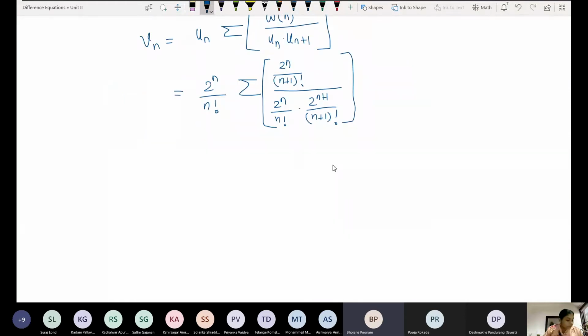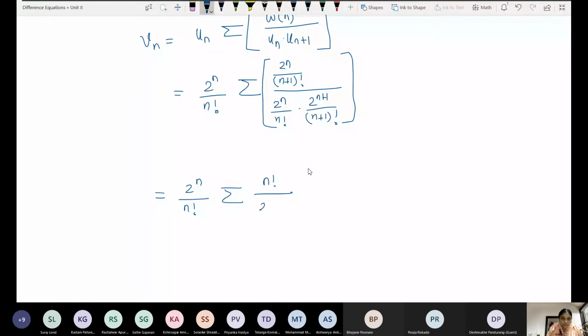What is remaining? n factorial divided by 2 raised to n plus 1, as it is summation. What is remaining? n factorial divided by 2 raised to n plus 1. Yeah, n factorial divided by 2 raised to n plus 1.